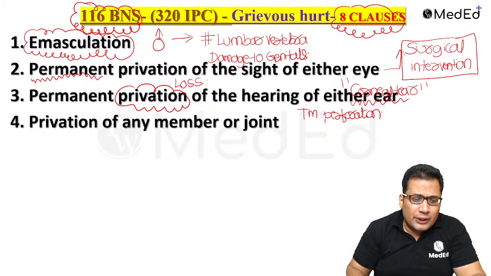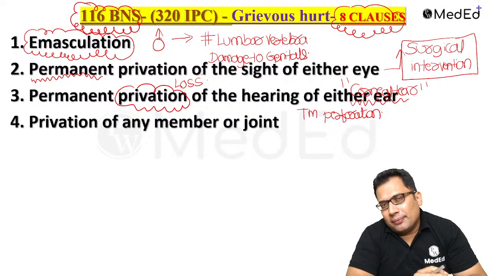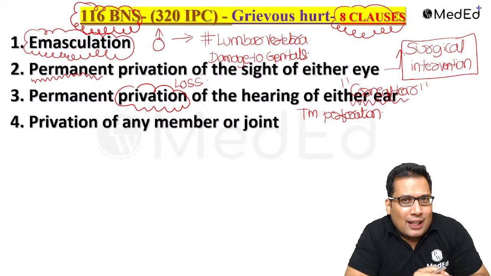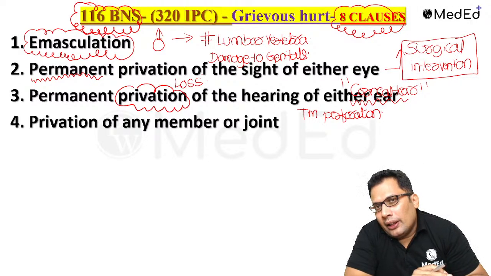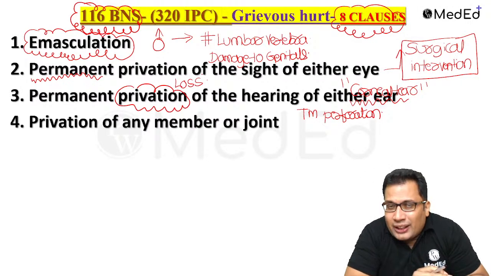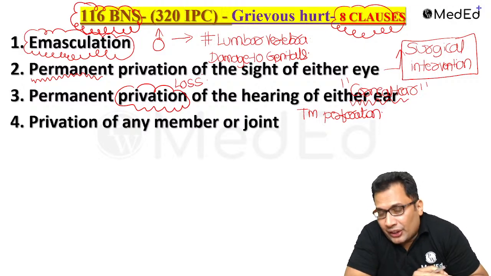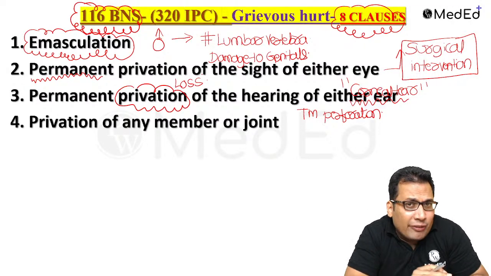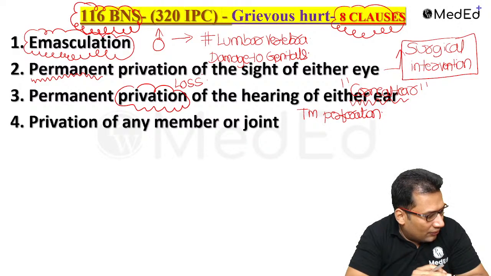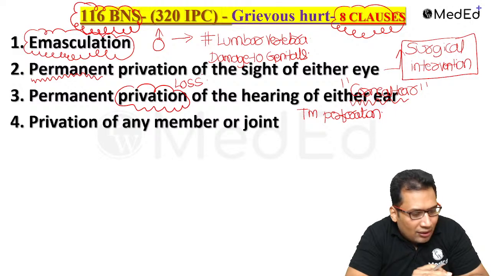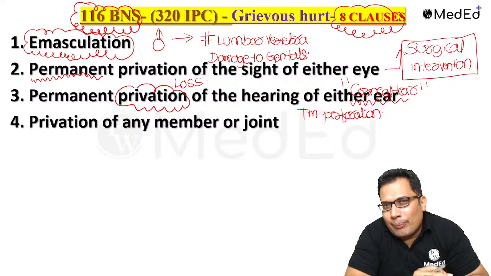Then, privation of any member or joint. Here the question can be asked, what do you mean by member? Member is a part of the body which has a specific, distinct function. So can I name one member, an example? Anybody in the class? Can you give one good example for member which has a distinct function?